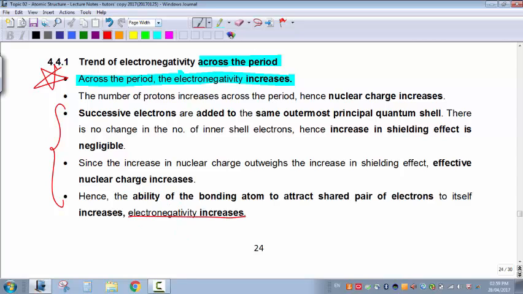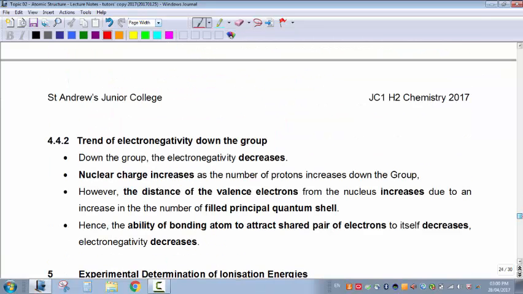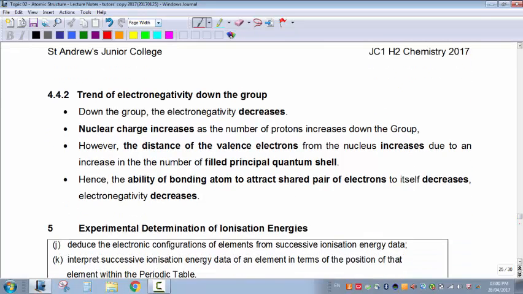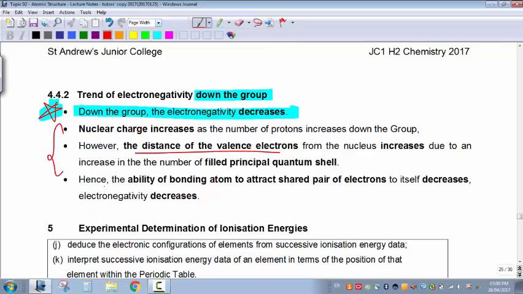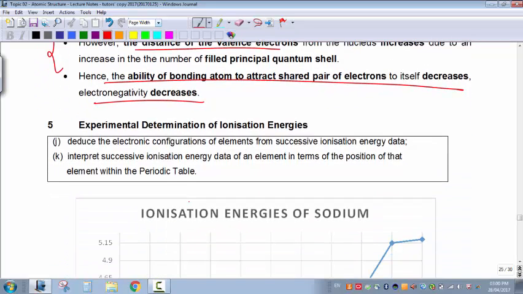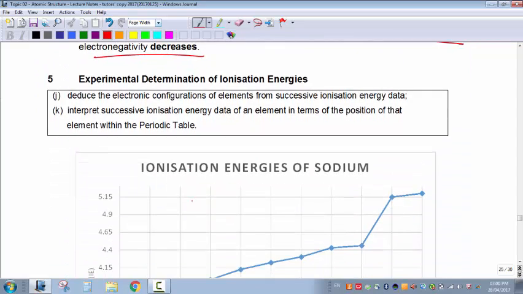Except for the last line, electronegativity increases. This part. Alright? Because your proton number increases but shielding effect remains the same, hence effective nuclear charge increases. Down the group is as well the same. Down the group, you need to know this. It decreases. Again, it's based on distance. Take note. So the whole template here is the same except for the last statement. Alright, so I'm going to go through this very fast, and last but not least, the last section, chapter 5.